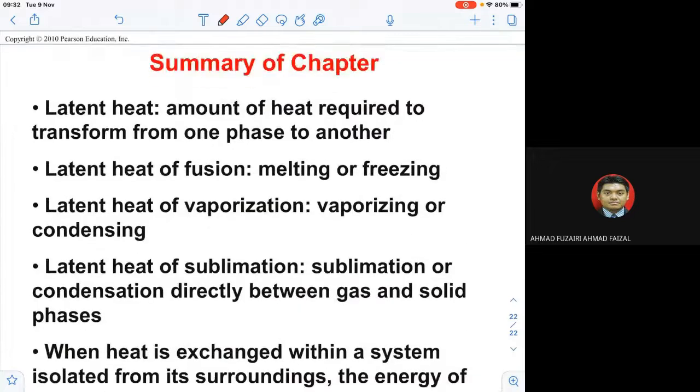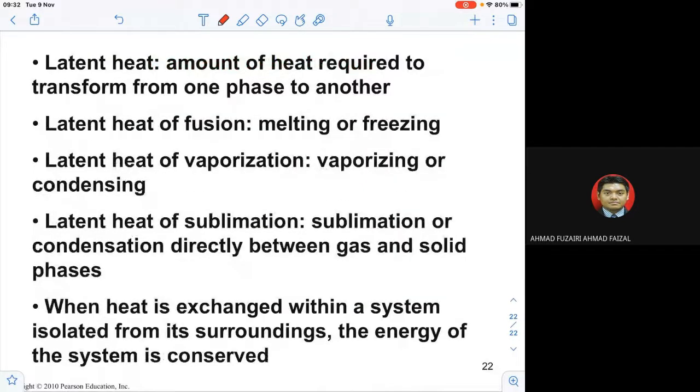So there is a summary of the chapter. Latent heat is the amount of heat required to transform from one phase to another. Latent heat of fusion is for either the melting or freezing point. Latent heat of vaporization is for either vaporizing or condensing, where condensing means from gas to liquid. And latent heat of sublimation or deposition is directly between gas and solid: from solid directly becoming gas, or gas becoming solid.